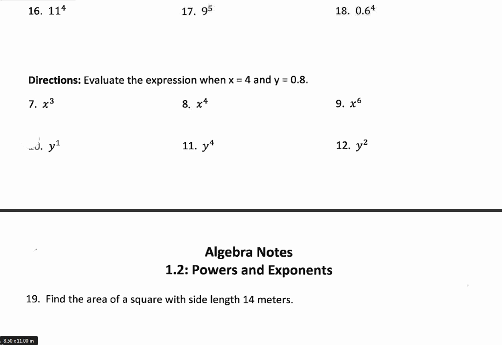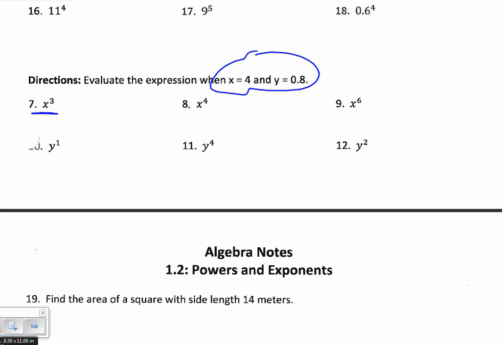Part 3. Here we're going to evaluate the expression when x equals 4 and y equals 0.8. So we're going to combine what we did with chapter 1 with what we're learning in section 2. Before, we plugged in our number; it's the same idea, we're just adding exponents on top of it. So for number 7 it says x to the third.